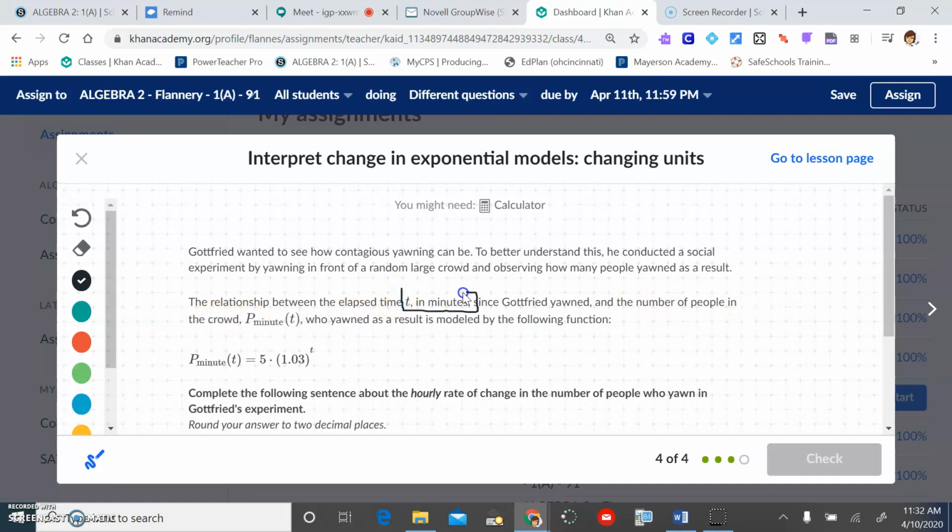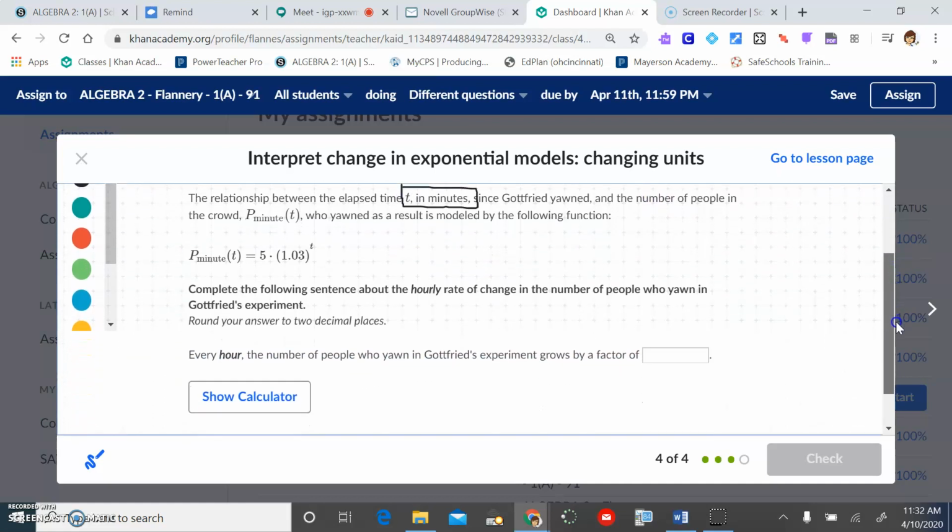We're starting with minutes. So every time we see a t right now, it means minutes. Now they're asking about hours. Okay, so what would happen in 1 hour, right? So when we do this, we're now thinking about, we got 5 times 1.03. How many hours are in every minute? Well, I mean, there's 60 minutes in an hour, right? True? Yeah. 60 minutes in 1 hour.